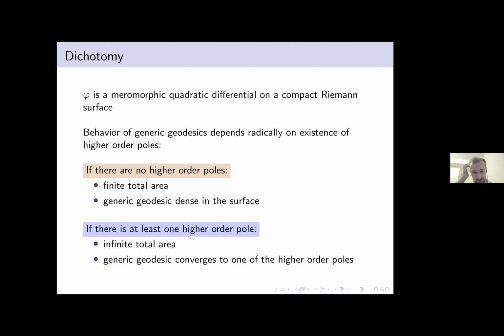Whereas if you do have higher order poles, then you immediately get infinite total area. And if you now shoot a geodesic in some generic direction, it's going to converge to one of the higher order poles. Is it a relative of the fact that there is a Stokes phenomenon and you have exponential decay of the solutions? Well, also if you have a double pole, that's not really Stokes phenomenon.